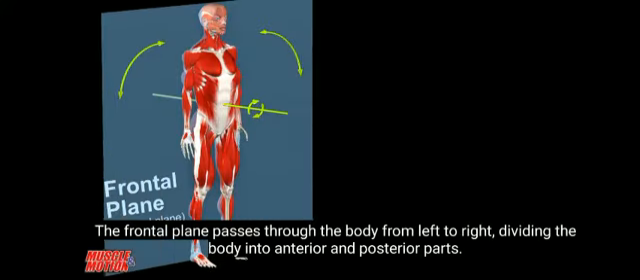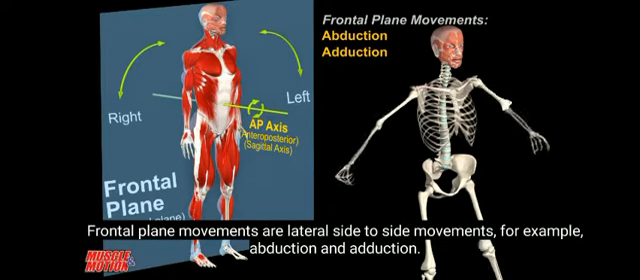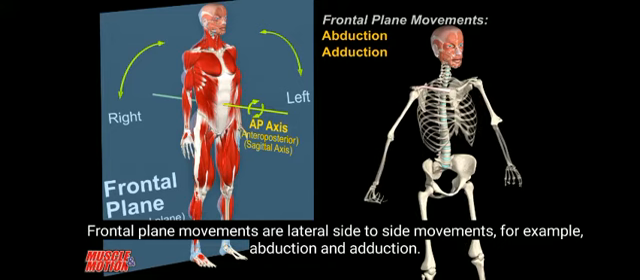The frontal plane passes through the body from left to right, dividing the body into anterior and posterior parts. Frontal plane movements are lateral, side-to-side movements. For example, abduction and adduction.